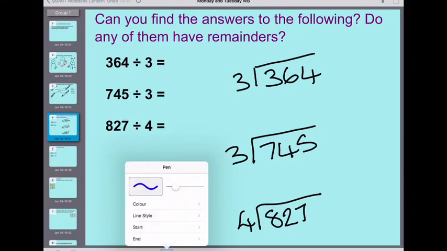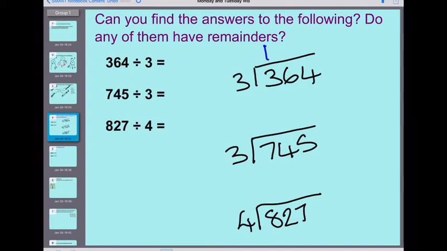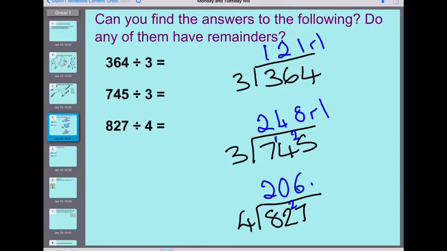Fabulous, welcome back. So 3s into 3 go once, 3s into 6 go twice, 3s into 4 go once, and I have 1 remaining. 3s into 7 go twice, I have 1 left over. 3s into 14 go 4 and I have 2 remaining. And 3s into 25 go 8 with 1 remaining. Finally, 4s into 8 go twice. 4s do not go into 2, but 4s do go into 27, and they go into 27 6 times with 3 remaining. So well done if you got that right.